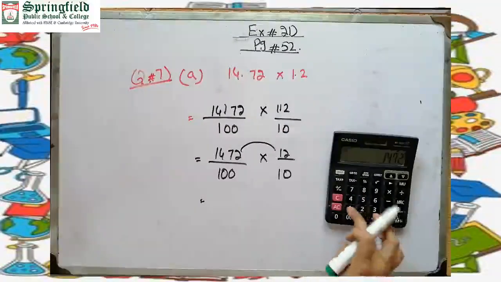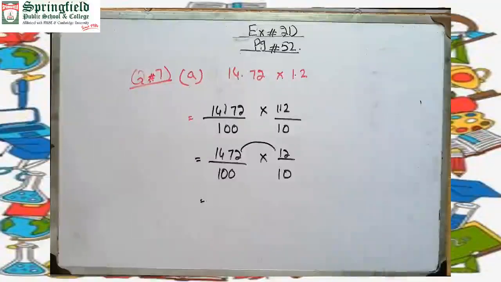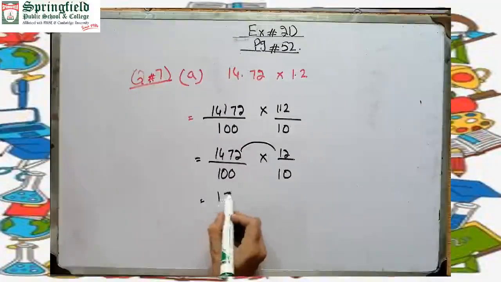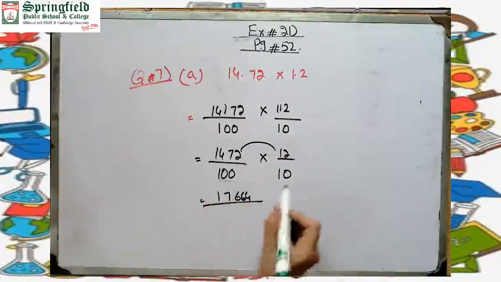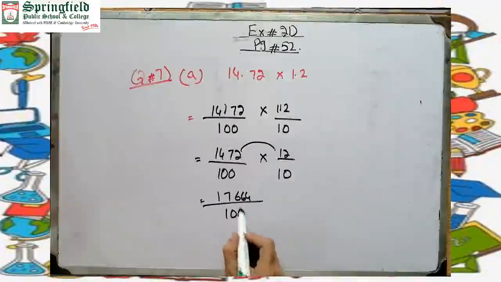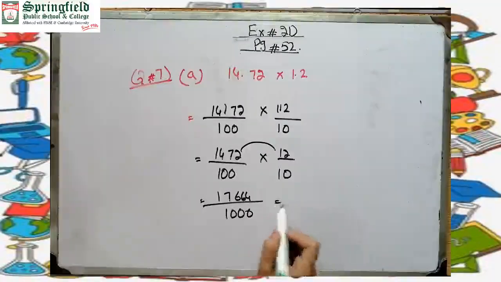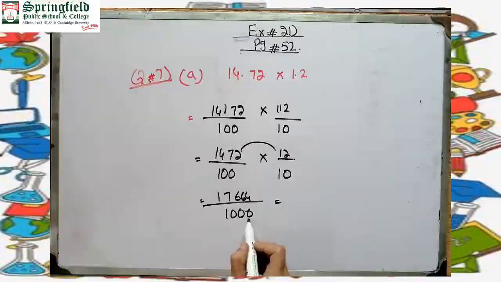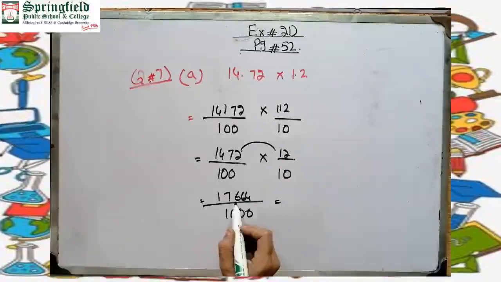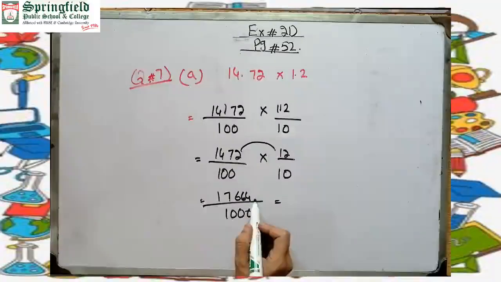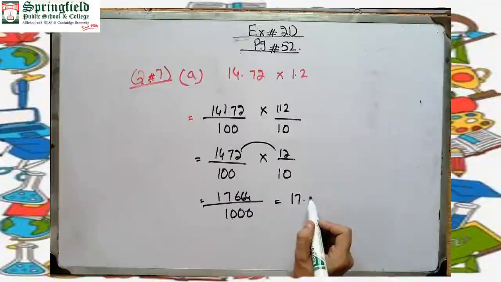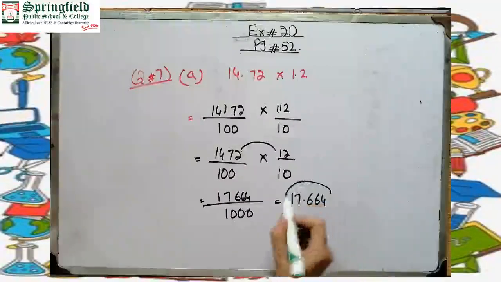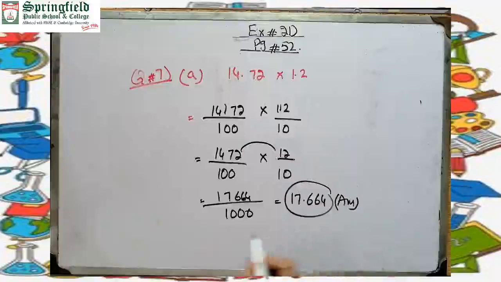1472 multiply with 12 is 17664. And then 100 multiply with 10, so it will become 1000. And we know the division rule. First we will count the number of zeros in the denominator: 1, 2, 3. It means we put the point after 3 digits. We will start counting from the right side. So 1, 2 and 3. So the final answer will come: 17.664. This is your final answer.